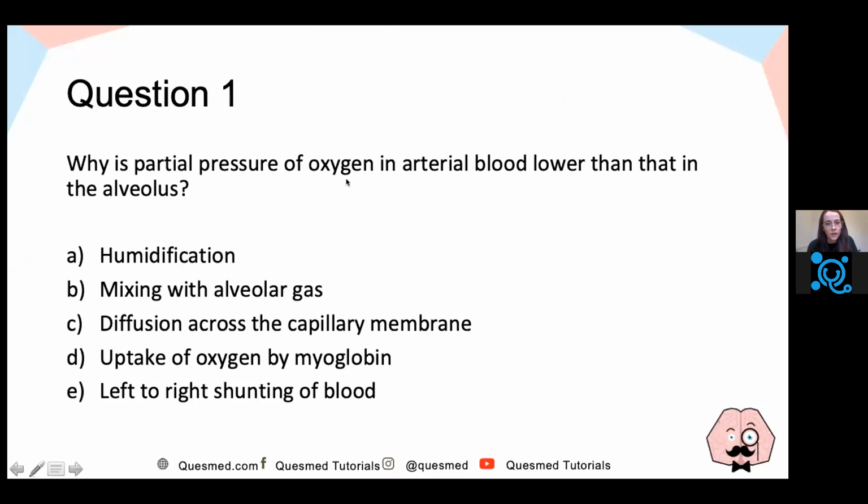So we've got diffusion across the capillary membrane. We've got a few for uptake of oxygen by myoglobin, and then a few for left to right shunting of blood, and mixing with alveolar gas. Okay, so the correct answer for this one is left to right shunting of blood. That was supposed to say right to left shunting of blood, and that probably explains why the answer was incorrect.